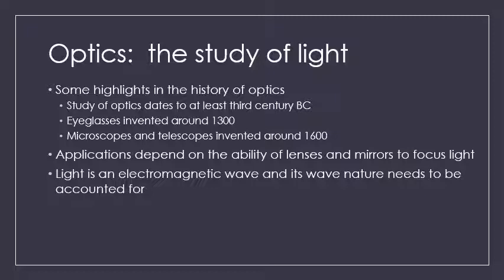When we're looking, remember that light is an electromagnetic wave. So we talked about that before the break. And so it does have wave properties, and so we'll need to account for those. We'll talk a little bit about that in this chapter, but most of the wave properties we're going to see manifest themselves in physical optics, which is chapter 25.